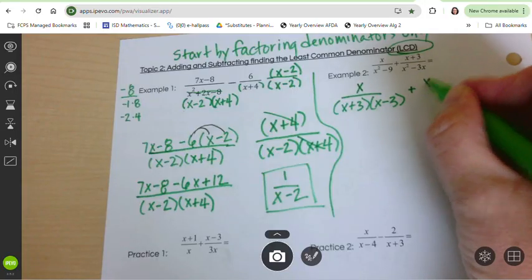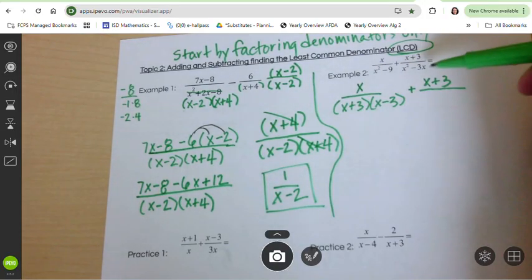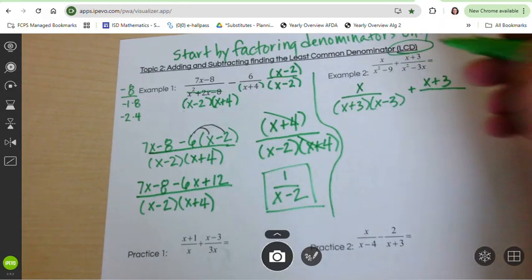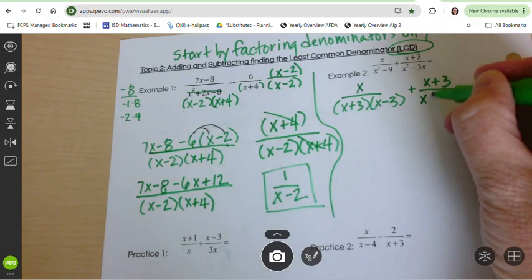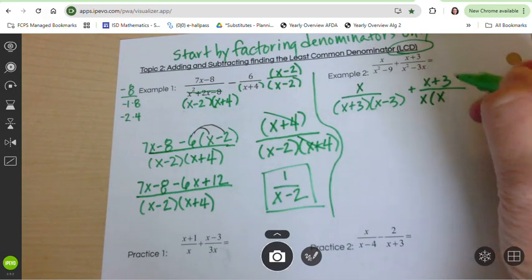Plus, this denominator has a common factor of what? Anybody agree with x? Yeah. So both of these can be divided by x. So the x comes to the outside. x squared over x is x. And minus 3x over x is minus 3.